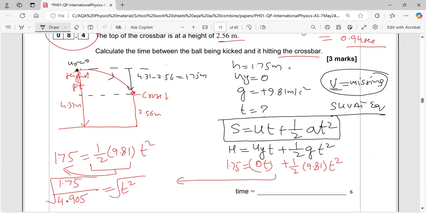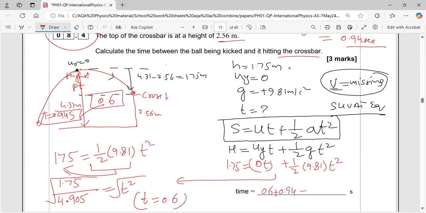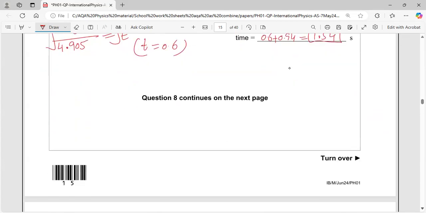When you get the answer, you have to add 0.94 to that as well. Why do you have to add? Because this is just the time from the highest point to this, and from before it was 0.94 seconds. So this time comes out to be 0.6 seconds. So this is 0.6 and 0.94. You add both of them together. So your answer will be 0.6 plus 0.94, which is 1.54 seconds. So this is the total time.